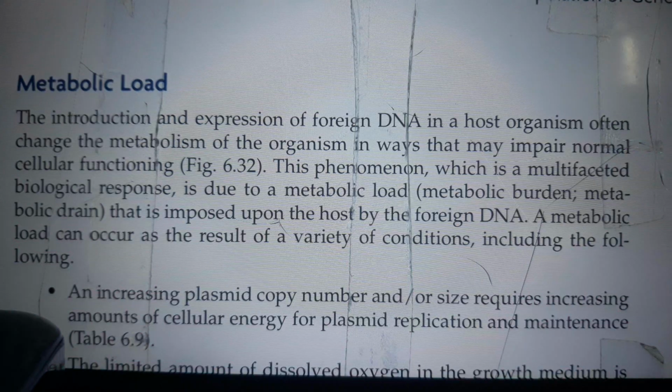We follow on to the next topic, the metabolic load. The introduction and expression of foreign DNA in a host organism often changes the metabolism of the organism in ways that may impair normal cellular functioning. This phenomenon, which is a multifaceted biological response, is due to a metabolic load, metabolic burden, or metabolic drain that is imposed upon the host by the foreign DNA.